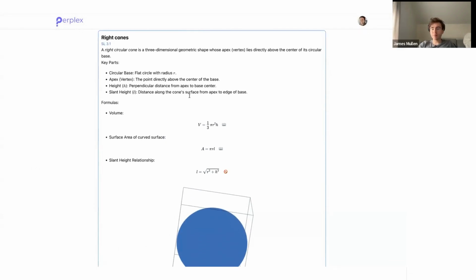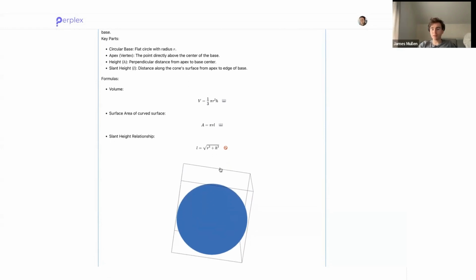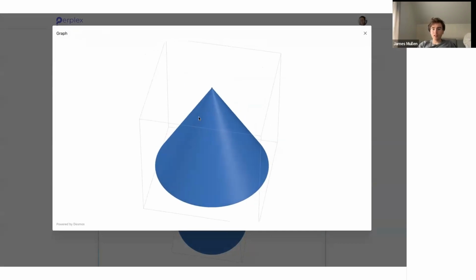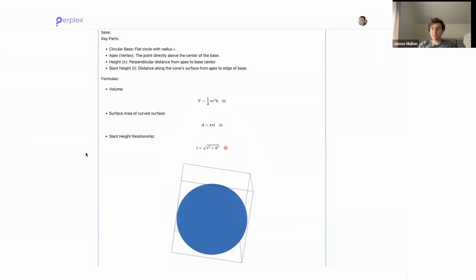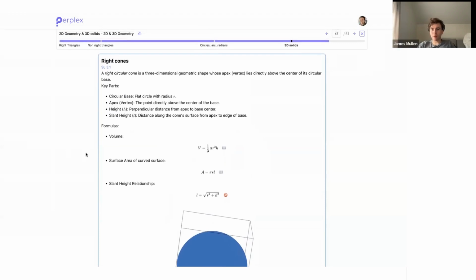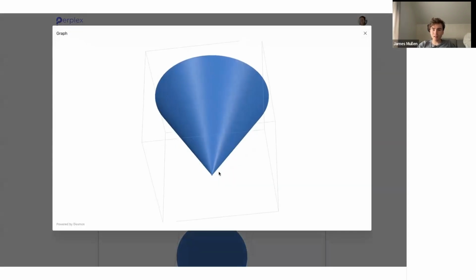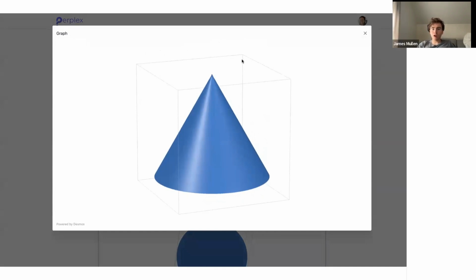And I believe, though, it actually doesn't matter where the peak lies. The volume is always going to be the same. But still, we only talk about right cones. Okay? So the cone has a circular base. It has an apex or vertex, and it has a height of h, which is from the base to the peak. And then the slant length is L, the length along the side of this. This is the slant length L.